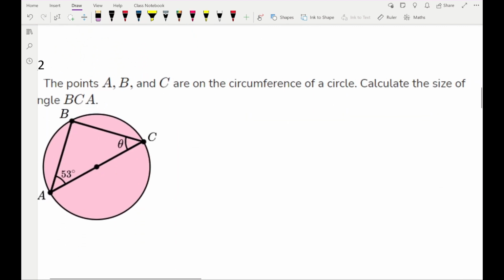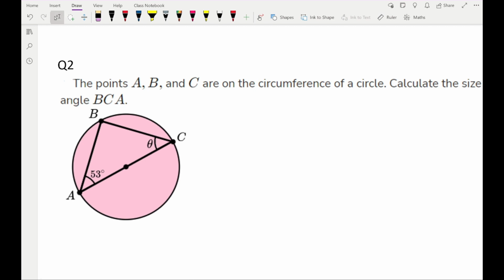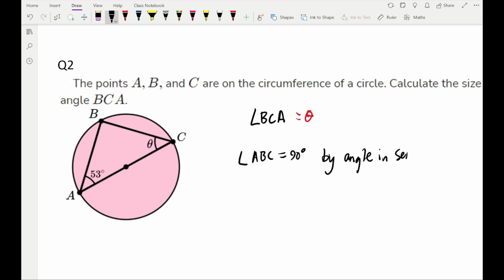Next, we've got the points A, B, C on the circumference. Calculate the size of the angle BCA. Now, the angle BCA, what they're talking about is the angle which starts at B, goes through to C, and goes out to A. So they're actually talking about that angle there, which is theta. Just good to know what angle we're actually looking for here. So we can't calculate it directly, but we can make our way there. I can tell you the angle ABC has to be 90 degrees, again, by angle in a semicircle. So that's a direct application of our theorem, and it makes that angle there 90 degrees.